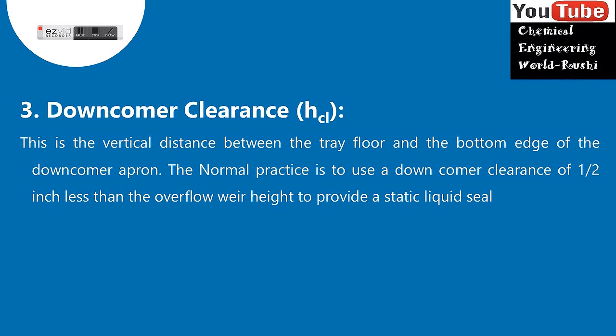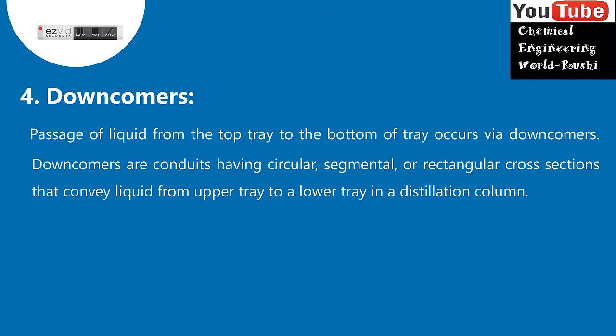4. Downcomers. Passage of liquid from the top tray to the bottom tray occurs via downcomers. Downcomers are conduits having circular, segmental, or rectangular cross-sections that convey liquid from an upper tray to a lower tray in a distillation column. 5. Turndown ratio.